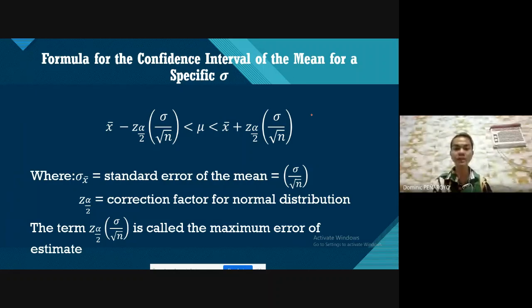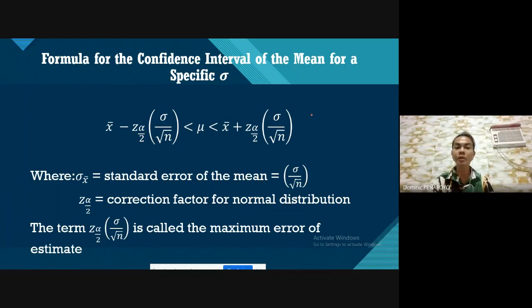So we have here the formula x bar minus z alpha over 2 times sigma all over square root of n. This is our lower limit. And for the upper limit, we have x bar plus z alpha over 2 times the quantity sigma over square root of n.